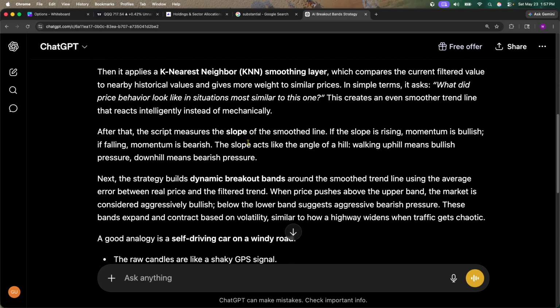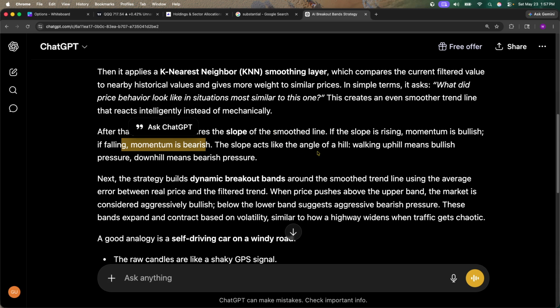After that, the script measures the slope of the smooth line. If the smooth line is rising, the momentum is bullish, so we think the market is going up. If it's falling, momentum is bearish, we think the market is going down, right? Momentum going up, we're buying calls. Remember that? Momentum going down, we're buying puts.